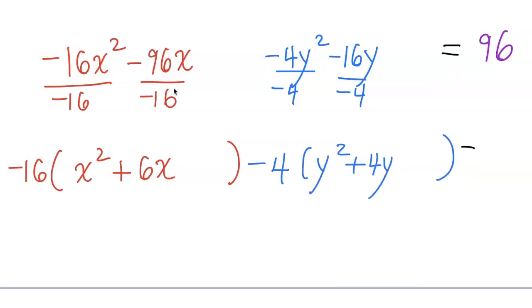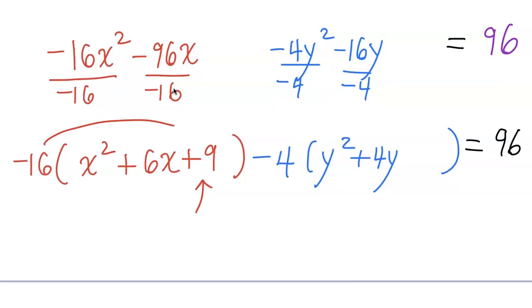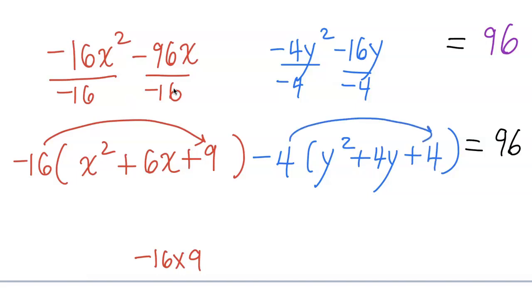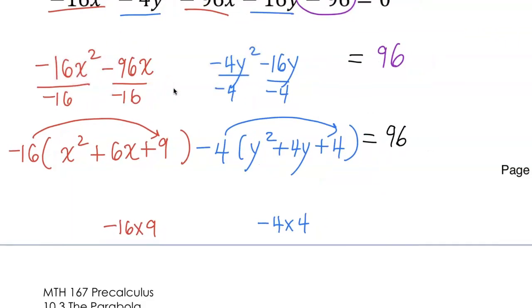All that equals 96. Now to complete the square, I will be adding 9 inside this parenthesis. But if you distribute, that's actually negative 16 times 9, right? So that is what I will need to add to the right-hand side, okay? What about the blue one? I know I'm going to be adding 4 right here, but if you multiply negative 4 times 4, we're actually adding negative 16 to the left-hand side.